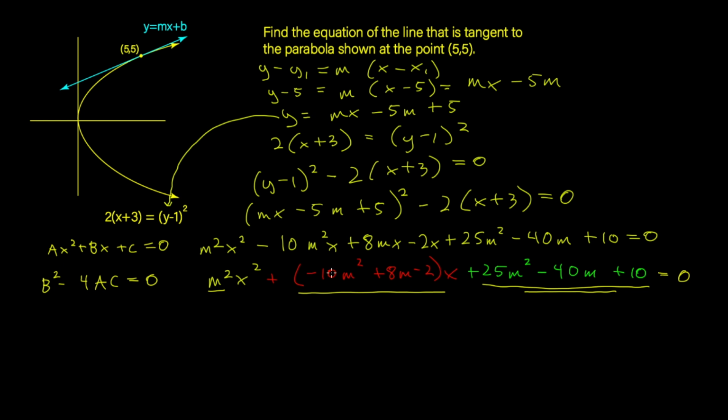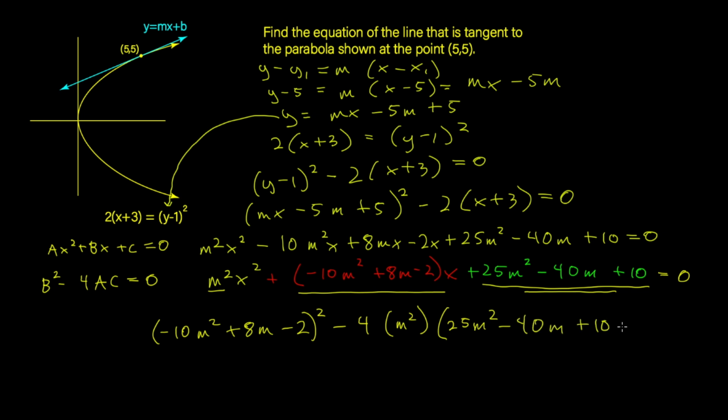Therefore, b squared, negative 10m squared plus 8m minus 2, squared, minus 4 times a, which is m squared, times c, which is 25m squared minus 40m plus 10, has to equal 0. So make sure you understand this right here is your ax squared plus bx plus c equals 0. This right here is your discriminant, which must equal 0. If you want to try and solve this by hand, go ahead. I wouldn't. I would solve it on your calculator. Now, when you do that, you're going to find that m equals 1/4.